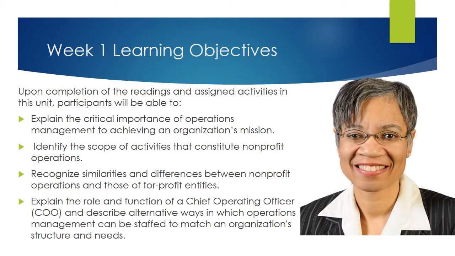At the end of week 1, assuming that you've completed all the readings and assigned activities, you should be able to explain the critical importance of operations management to achieving an organization's mission. You should be able to identify the scope of activities that constitute nonprofit operations and recognize similarities and differences between nonprofit operations and those for-profit entities. Finally, you should be able to explain the role and function of a Chief Operating Officer, or COO, and describe alternative ways in which operations management can be staffed to match an organization's structure and needs.